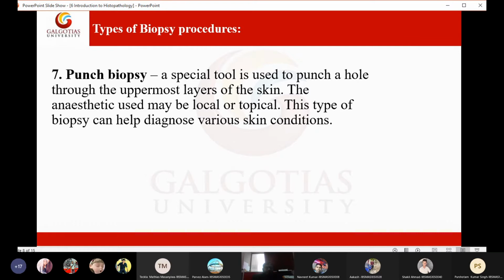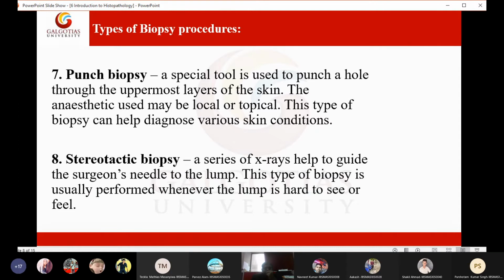The anesthetic used may be local or topical. Like the same punch biopsy, local anesthesia is required. This type of biopsy can help diagnose various skin conditions, such as skin abnormalities, skin tumors, color changes, or any abnormality with no sensation. At that time also you can go for the skin biopsy test. That is called punch biopsy.